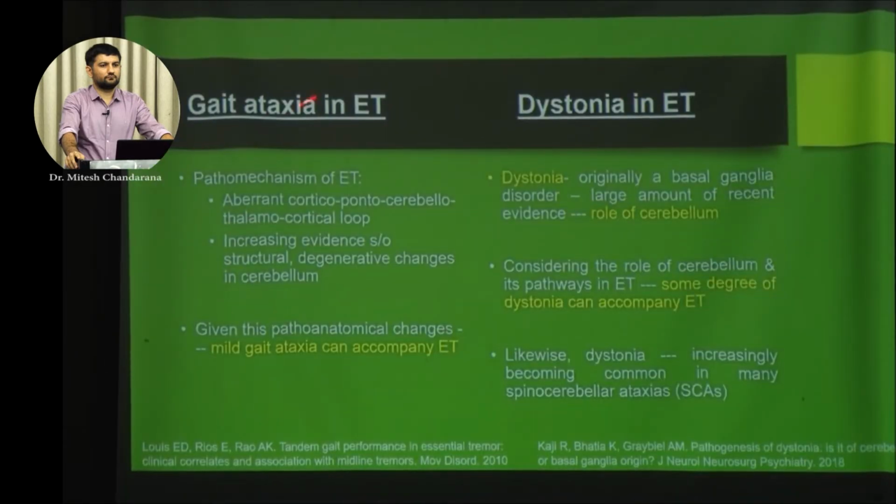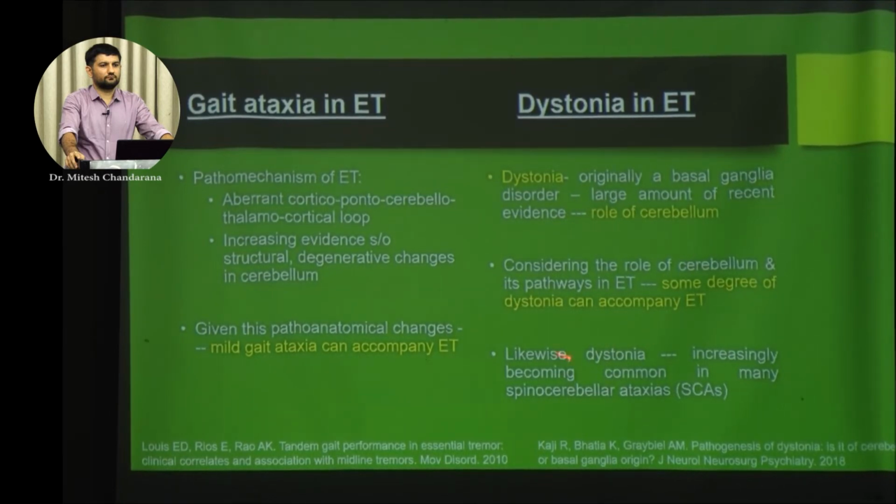If we see gait ataxia in ET, we see the pathomechanism of ET: there is enough cerebellar dysfunction. So given these pathoanatomical changes, mild gait ataxia can accompany ET. It has been shown in several data. Similarly, dystonia was initially considered a basal ganglia dysfunction, but now more and more evidence suggests the role of cerebellum and basal ganglia connections. So considering the role of these pathways, they hypothesize that some degree of dystonia can accompany ET over the long term. And likewise, dystonia has been increasingly common in many spinocerebellar ataxias like SCA2, SCA3, and other SCAs.